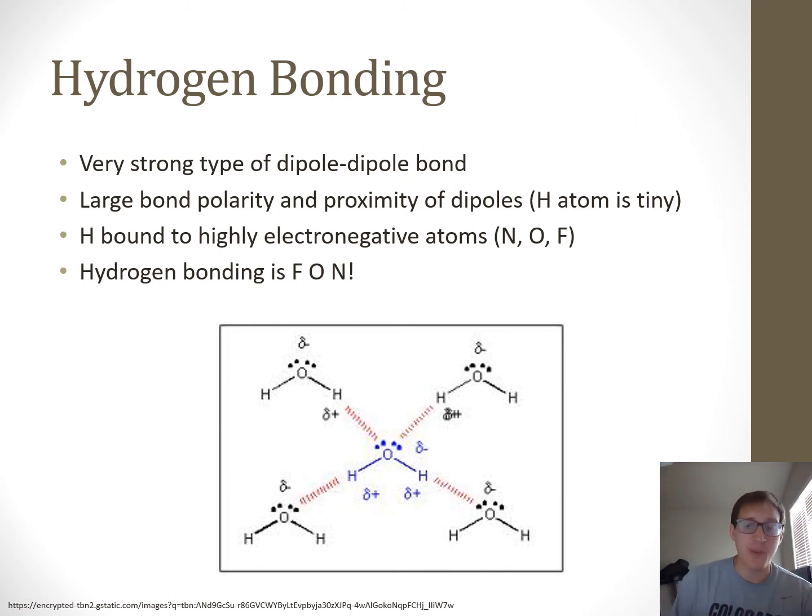If hydrogen is bound to anything else, like in my previous one when I talked about HCl, that is dipole-dipole. It is only when I have HF or HO or HN. Anytime you have those, it's going to be hydrogen bonding, and no other time is it going to be hydrogen bonding. If it's polar, it's going to be dipole-dipole.